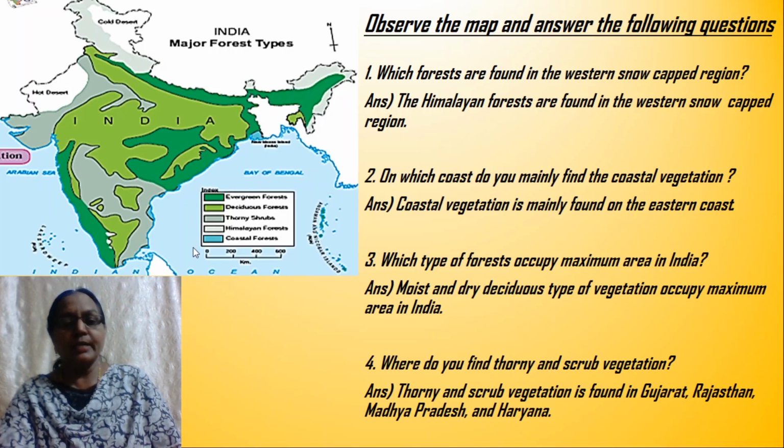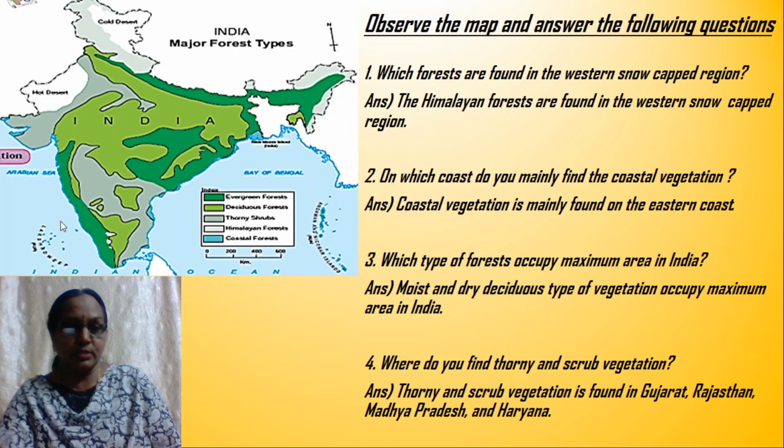Now, look at the index here. It shows you the various forest types that we can see in India. The dark green color shows you the evergreen forest. Please look at this in the map of India. So you find evergreen forests seen right along the western part of India, that is along the Western Ghats. You can also find it along the slopes of the Himalayas in the northeastern part of India, and also here along Bihar and parts of Madhya Pradesh and along the coastal region.